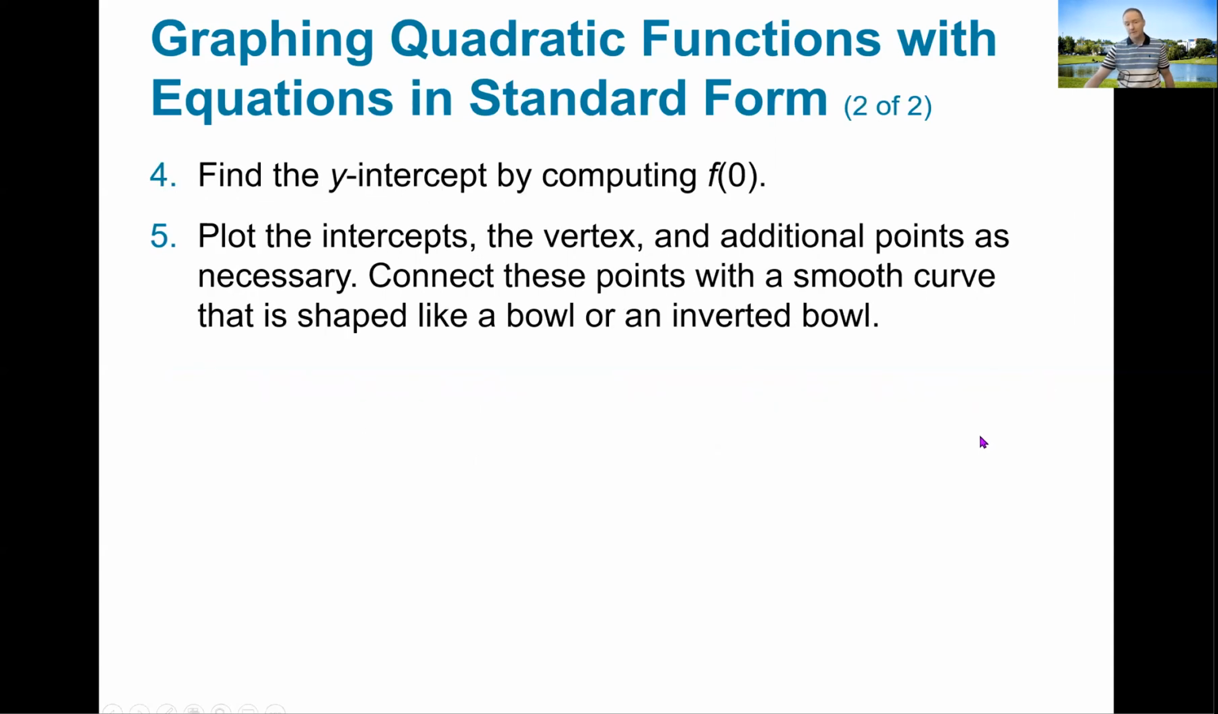Now, up next, we're going to find the y-intercept by computing the function's value when x is 0, so f of 0. And then you're going to plot these points we just found. So you plot the x-intercepts, the y-intercept, the vertex, and then just connect these with a smooth curve. And I say any additional points, but usually we don't need any additional points. Connect these points in a smooth curve, and it should be shaped like a bowl or an inverted bowl, depending upon whether it's going up or down.